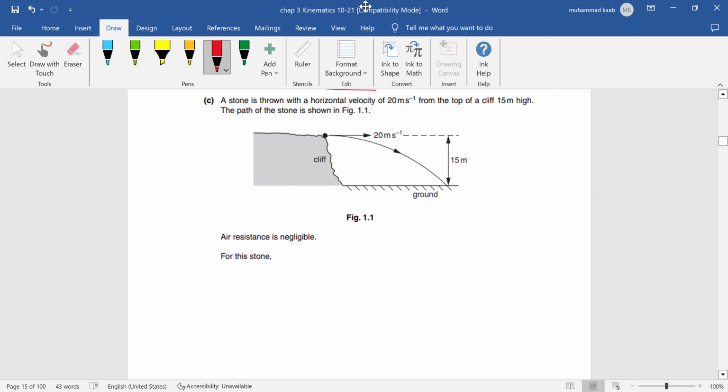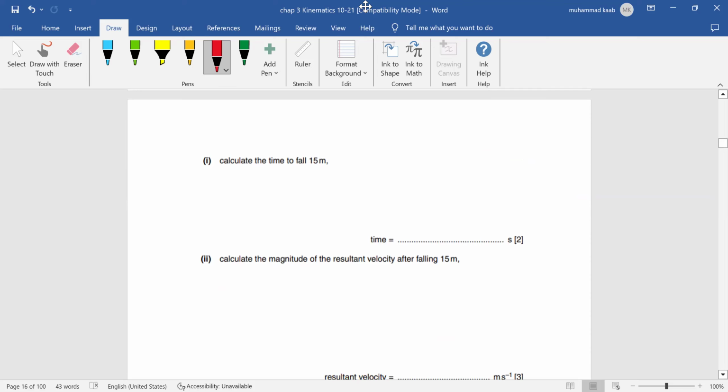The stone is thrown with a horizontal velocity of 20 meters per second from the top of a cliff 15 meters high. The path of the stone is shown in figure 1.1. Air resistance is negligible. For this stone, calculate the time to fall 15 meters.